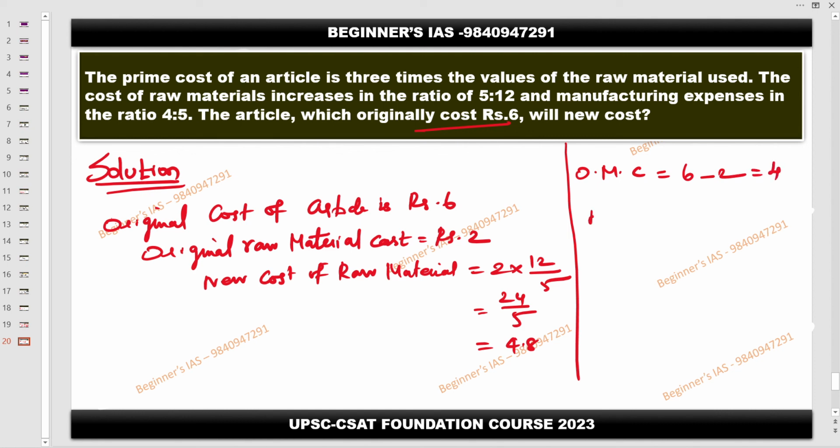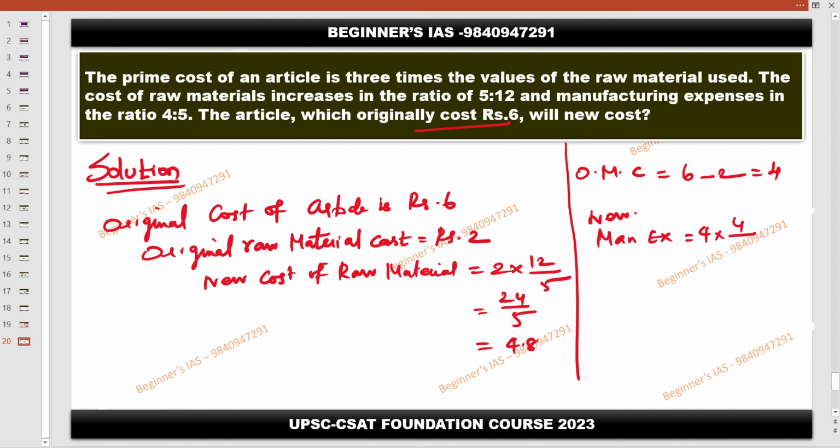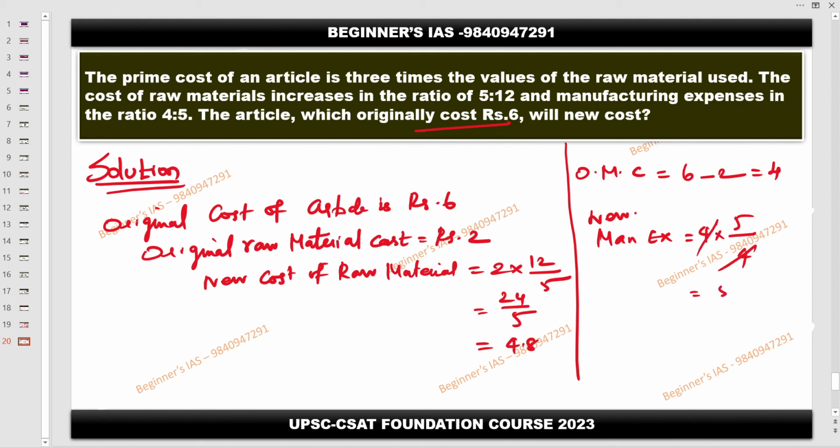So now we need to calculate the new manufacturing cost, or else new manufacturing expense. So which is equal to what? 4 into 4 by 5 or 5 by 4? 5 by 4. So which is equal to 5.